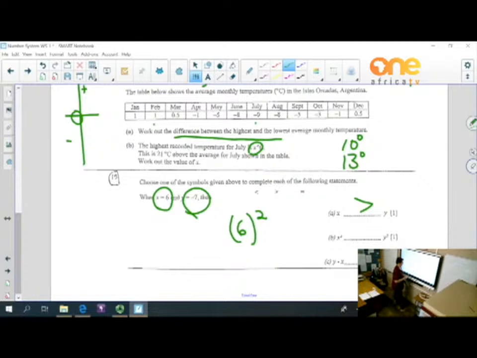Otherwise, you're going to get wrong answers. And then the 7, the same thing, in brackets and the square outside. This is 36. This is 49. So it's going to be less than. You shouldn't get -49, it's +49. And then the last one, Y minus X. So -7 minus 6 is -13, and 6 minus -7 is +13. So this is again less than there. Right.